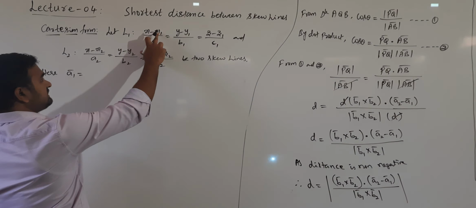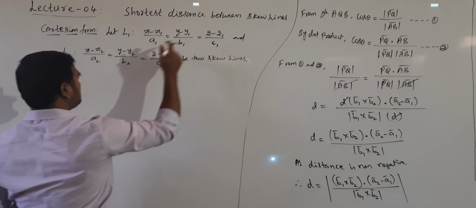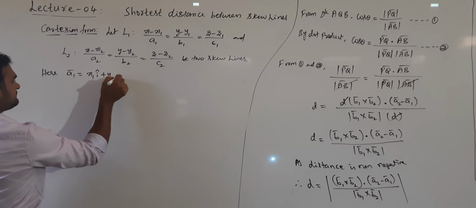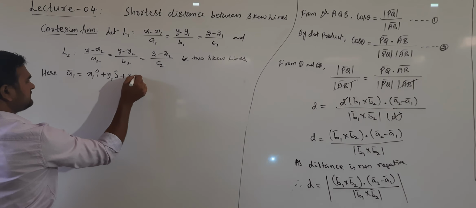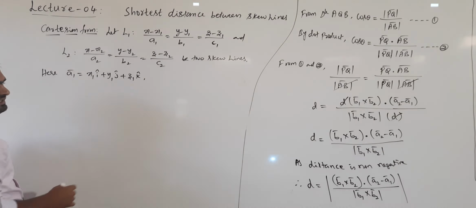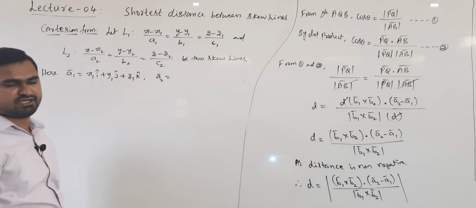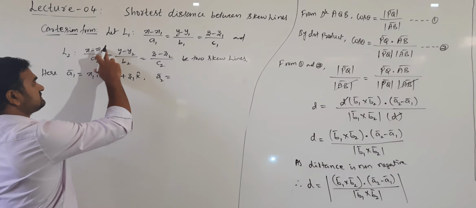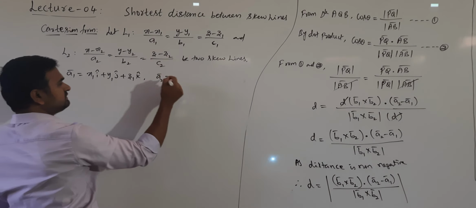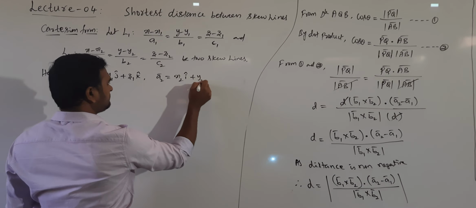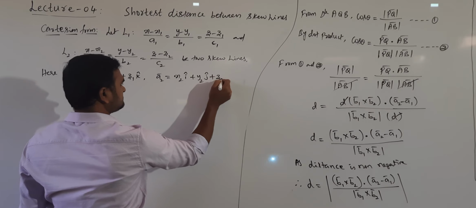Now we know that first line is passing through the point x1, y1, z1. So what is a1 bar? I can write x1i plus y1j plus z1k, and a2 bar, position vector of point through which second line is passing. Second line passes through point x2, y2, z2. So this is the position vector. You can write x2i plus y2j plus z2k.